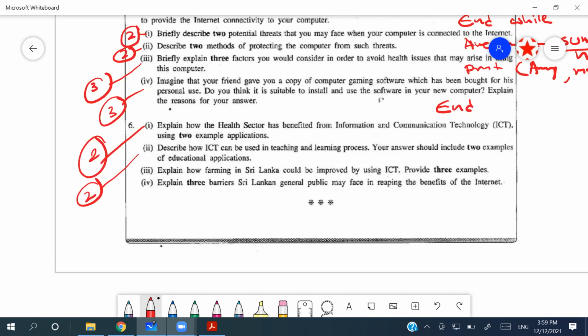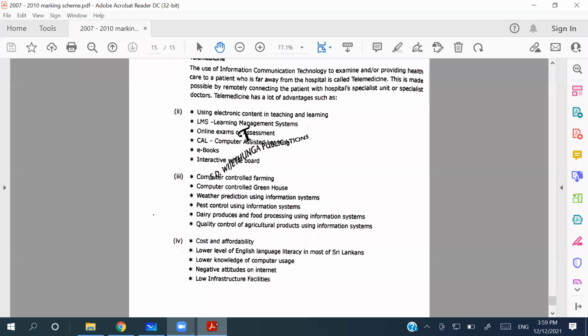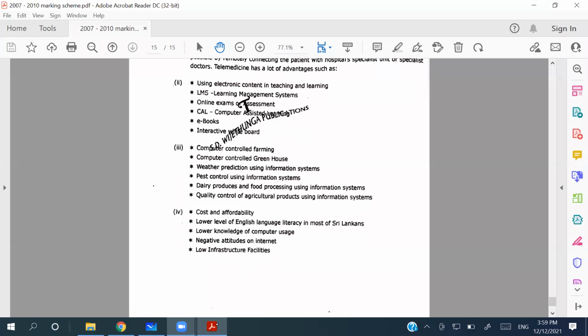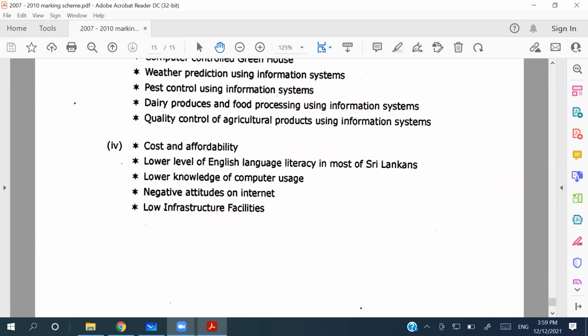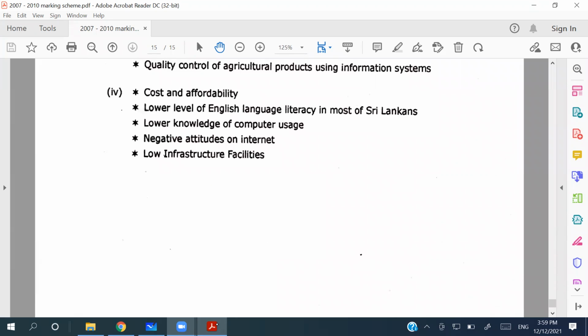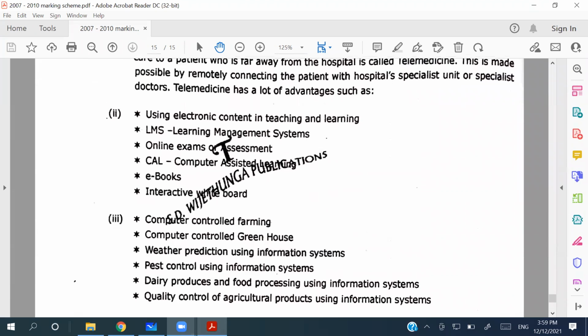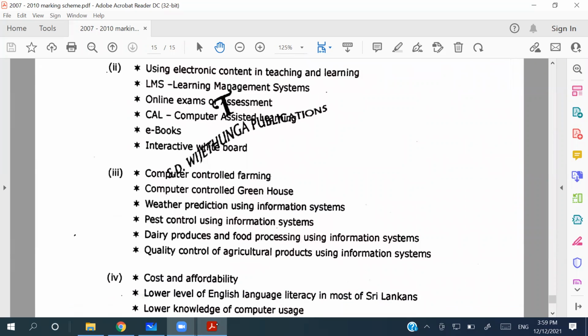And using these different kinds of systems, it will be easier for the user to use without a problem, right? And again, what else can you say? Let's go by the marking scheme. Yeah, and they're talking about cost and affordability as well, right? I'm sorry, computer controlled farming and the greenhouse, you can say, of course, right?